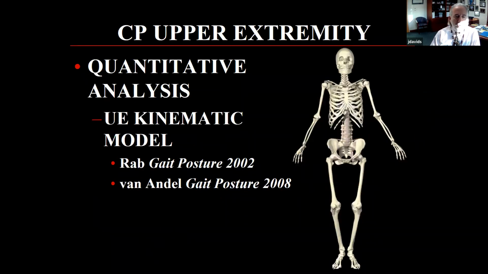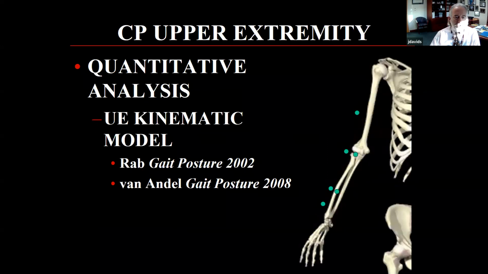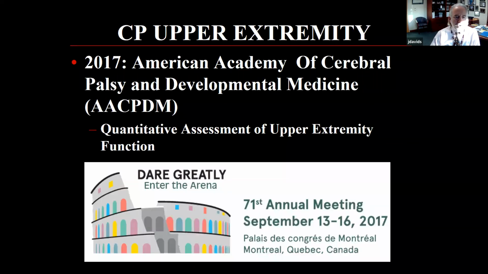What the future holds is the use of an upper extremity kinematic model, and there are many models out there which involve placement of some type of a marker on different bony landmarks on the different segments of the upper extremity. A lot of work has been done on this recently. Just a few years ago, there was a whole section of the American Academy of Cerebral Palsy meeting dedicated to quantitative assessment of upper extremity function.